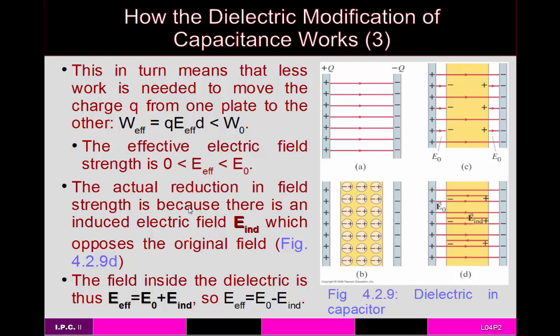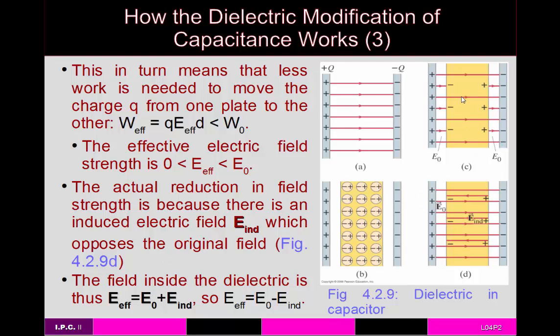So what that means is that if you're going to do some work to move a charge from one plate to the other, the effective amount of work you have to do has been reduced because it's now Q times whatever remaining field you have times D rather than Q times E naught times D. So the work done is going to be somewhat less. Therefore, you end up with a reduced amount of work and hence a reduced voltage between the two plates.